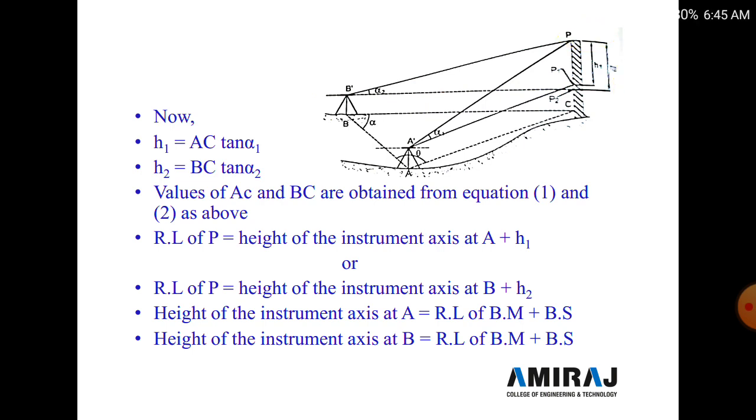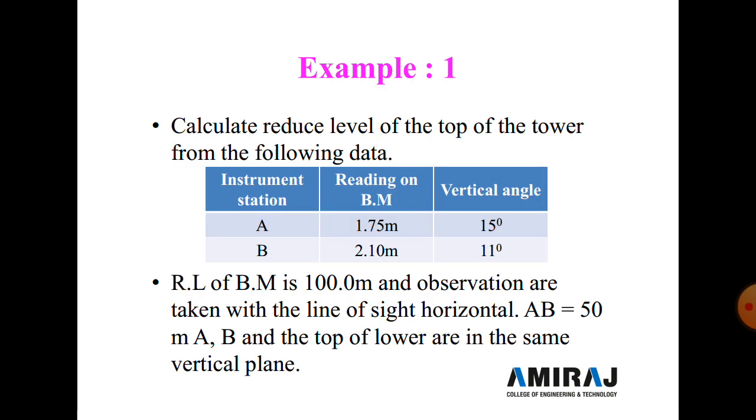Now the height of the instrument axis at A is the RL of the benchmark, like the benchmark here, plus BS, which gives the height of the instrument axis at point A, and similarly at point B.